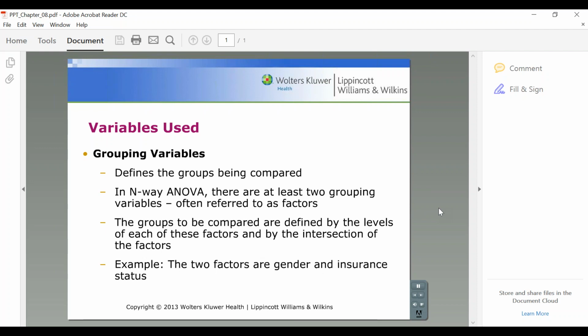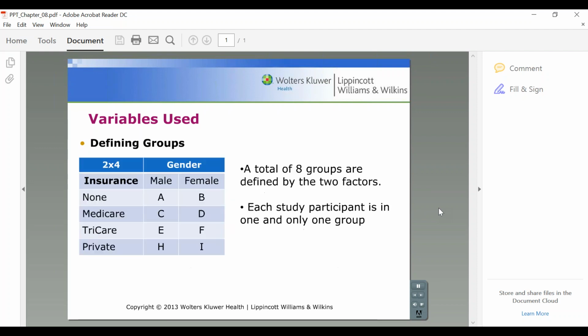So we're going to run through an example here where we have 2 factors. One is gender and one is insurance status, or in other words, 2 independent variables. Okay, so here we kind of have the same idea. This is a 2 by 4, 4 meaning that one of the independent variables is broken into 4 levels. This is how the logic works for everything. Gender is always broken up into the 2 levels, which are male and female. Insurance is broken up into none, Medicare, TRICARE, or private.